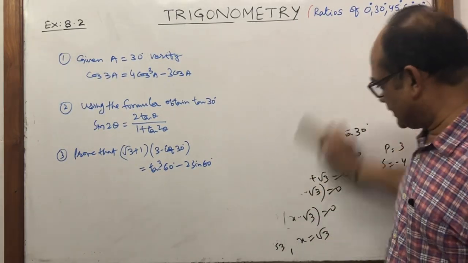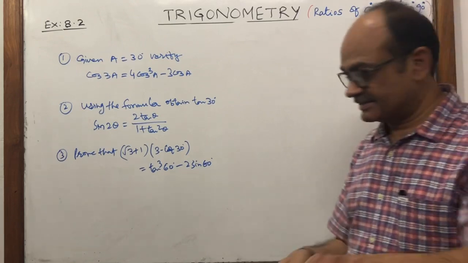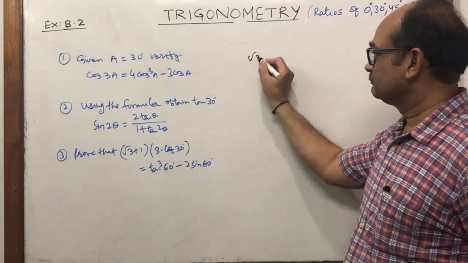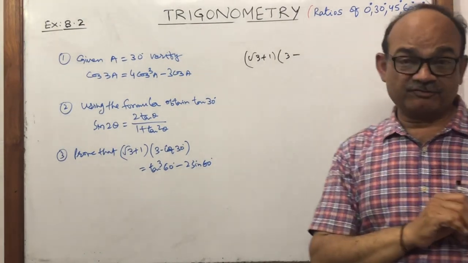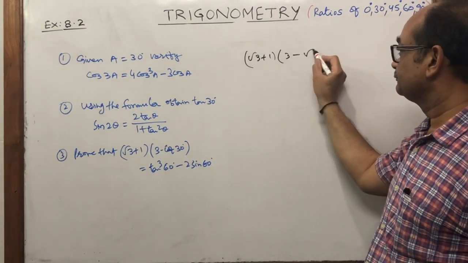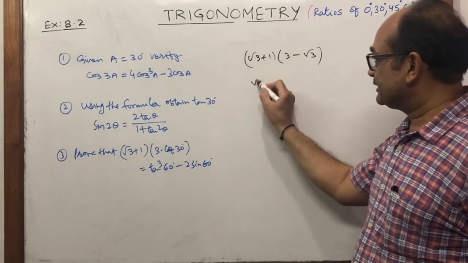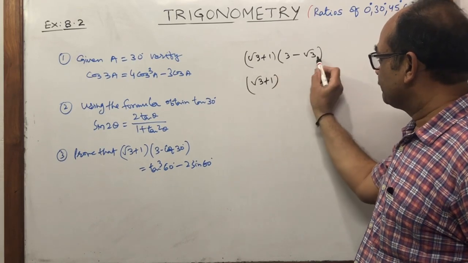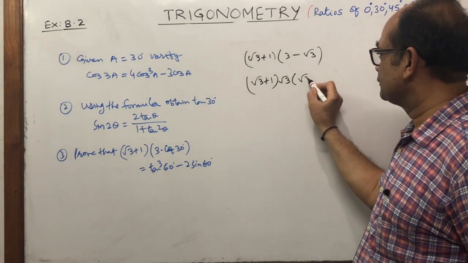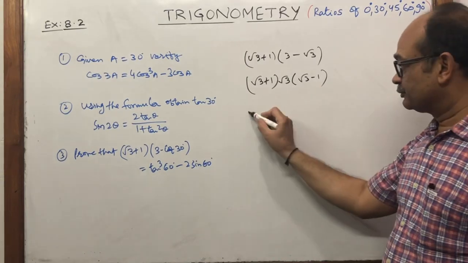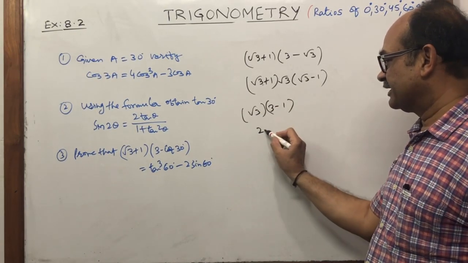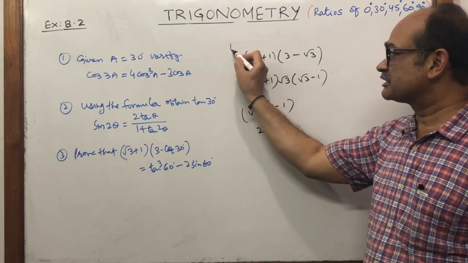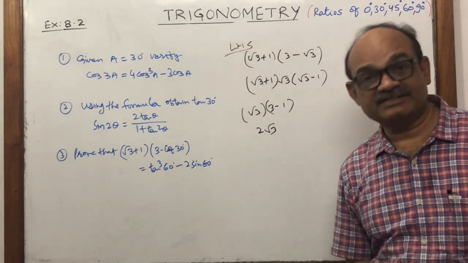Last, sum number 3. LHS is root 3 plus 1 into 3 minus cot 30. And what is cot 30, you know? Root 3. So LHS will be root 3 plus 1, and if you take root 3 out, it is root 3 minus 1. Root 3 out, and a plus b into a minus b, that is 2 root 3. So here is the solution of the left hand side.